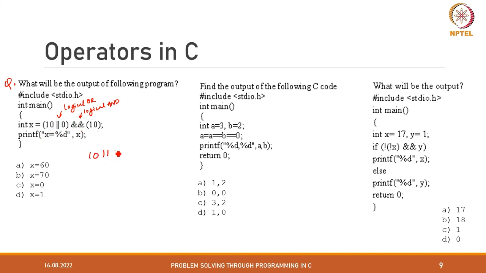So 10 or 0, that is the 10 part, is basically true because I said anything which is other than 0, it might be minus 10, plus 10, plus 50, minus 50, whatever, will be considered as true and 0 will be considered as false. So this entire thing, this is a logical OR operation, so this will be true. If you remember the logical OR operation, only if both are false, only then it will give a false.